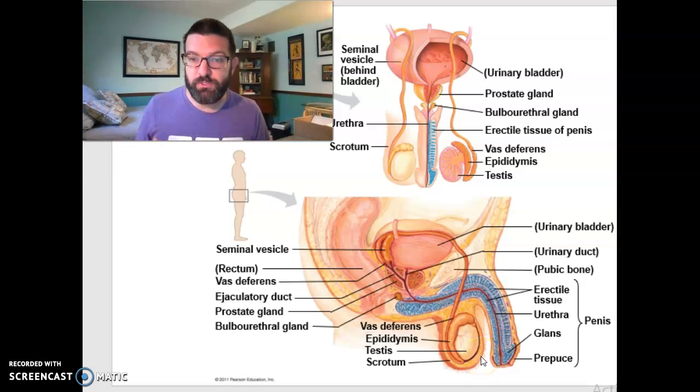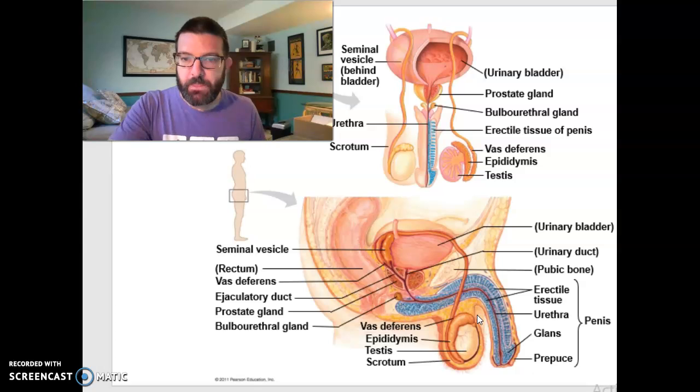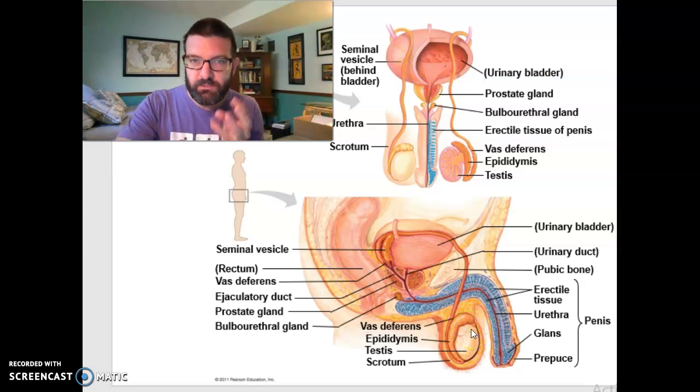But your body has muscles in the scrotum that help regulate that temperature. So on a cold day, they may pull the testes back closer to the body to keep them warm. And on a hot day, they may relax the muscles and allow them to hang a little further from the body. Within the scrotum, you have seminiferous tubules, which are little tiny tubules where the actual sperm are produced.